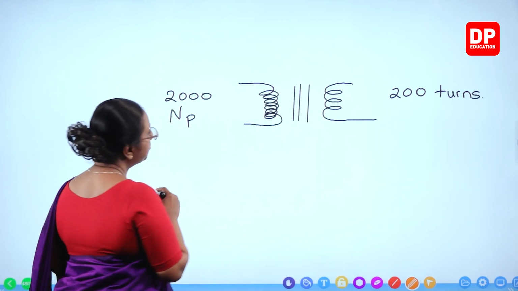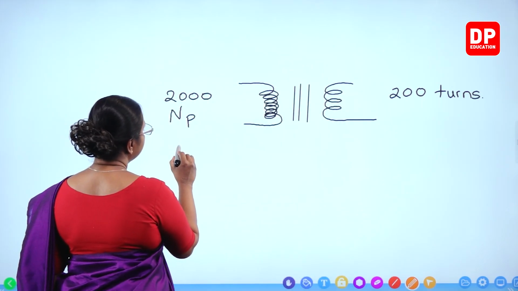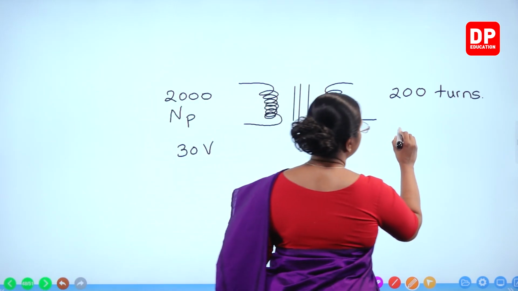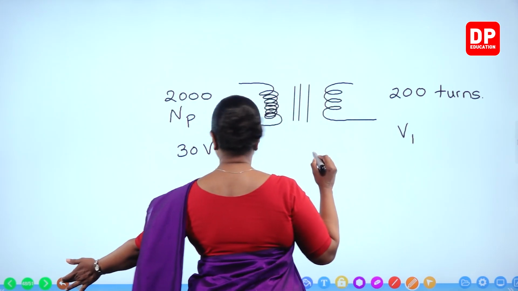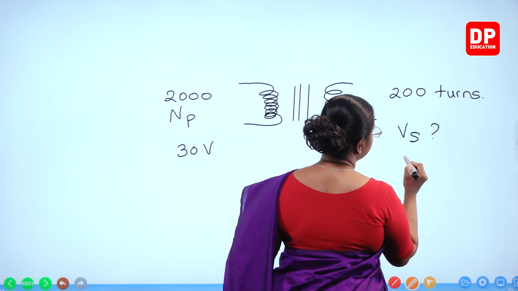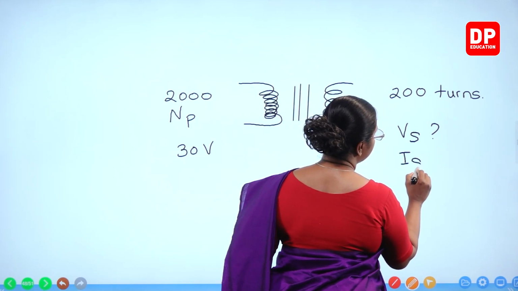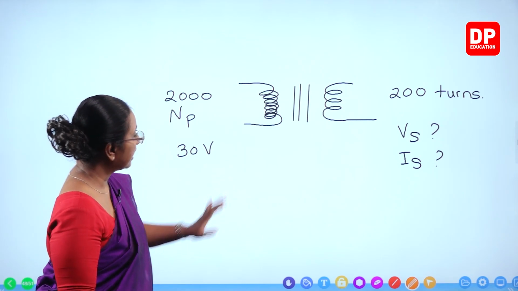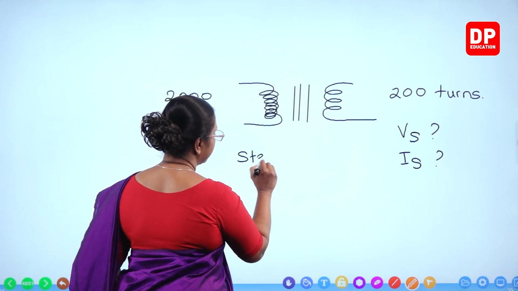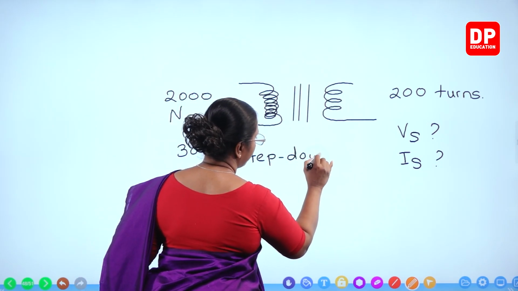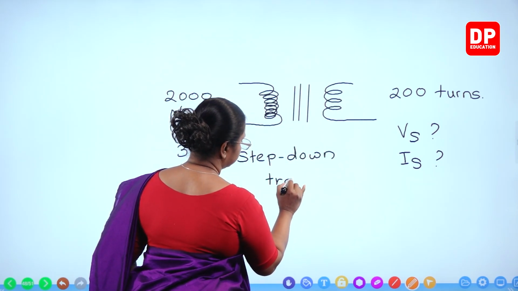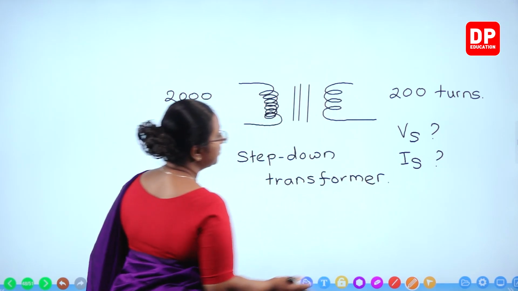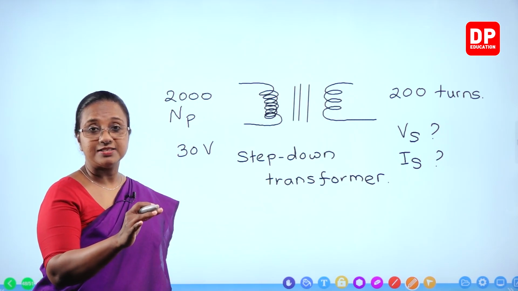So we supply a potential difference of, let's say, 30 volts to the primary coil. So we will need to find out the potential difference that will be obtained from the secondary coil and also the current that is obtained from the secondary coil. So like we did before. So looking at this, you all know this is a step down transformer. Since it's an example, I'm not going to write it as a question.